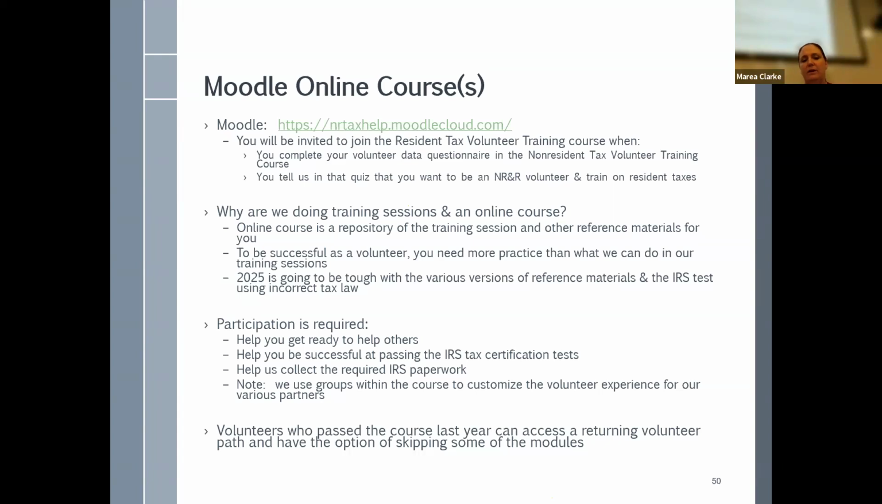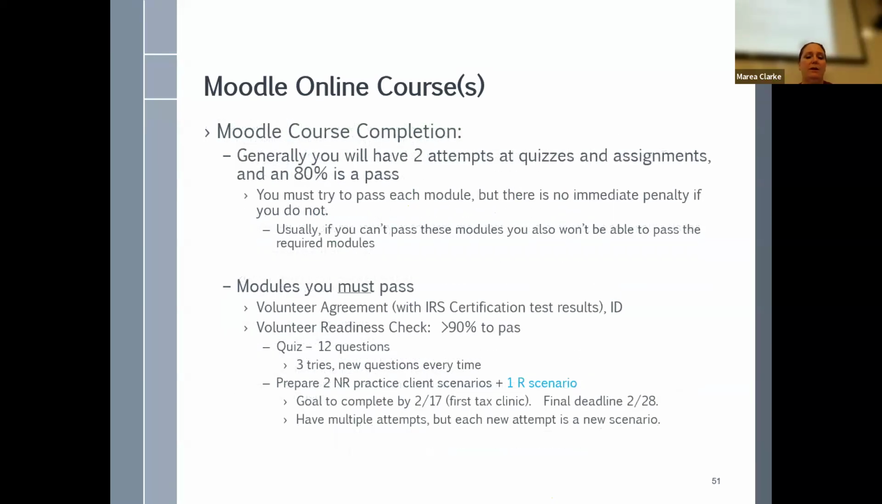Same things about the tax training, why we do this. I think this is going to be even more important for 2025 because we know some of our reference materials are a little sketchy, so we'll put all of our additional resources out there. Same skipping and all that kind of stuff. In the volunteer readiness check, there'll be one resident scenario that you have to complete as well. So two non-residents, one resident.